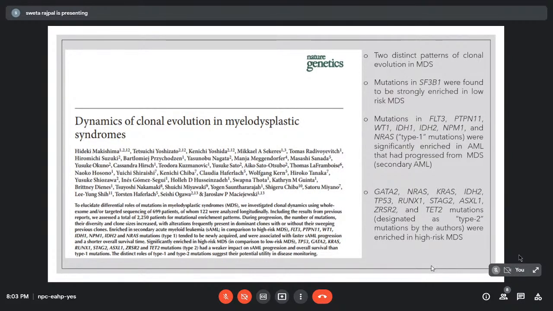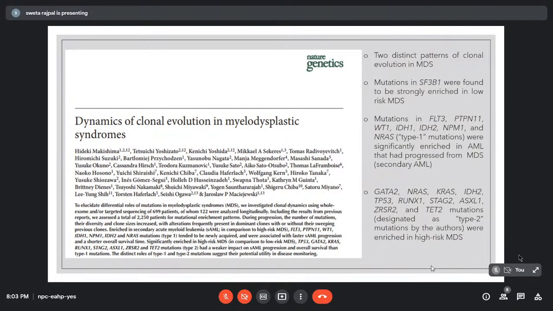And those who have high risk MDS, which they term the so-called type 2 mutation, have a different set of mutations that commonly involves ASXL1, TET2, RAS mutations or TP53. So these are the mutations present in the type 2, in the high risk MDS.